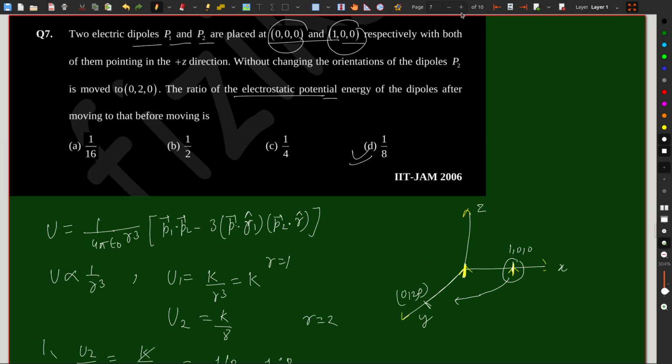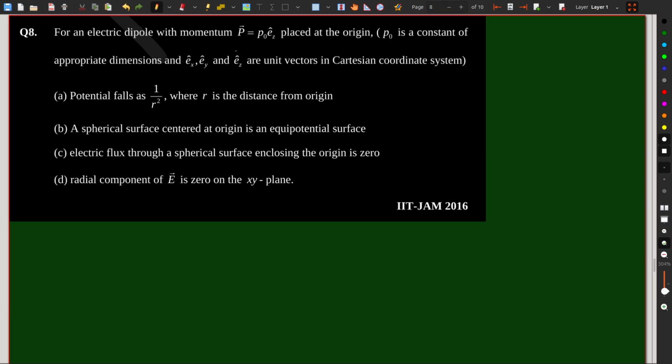Go to the next question. Here an electric dipole is given, and we have to tell which one is correct. The statement says potential falls as 1 over r square, where r is the distance from the origin. So let's check. Potential due to a dipole is given by 1 over 4 pi epsilon naught p cos theta over r square. So as you can see, V is inversely proportional to r square, so A is correct.